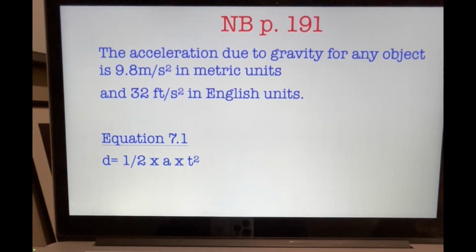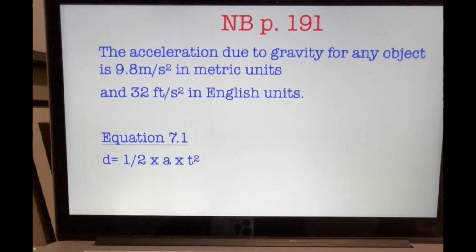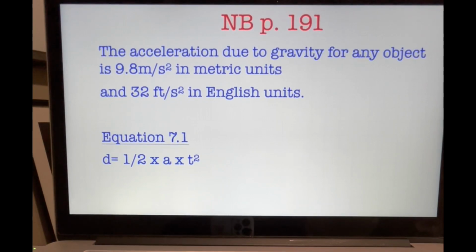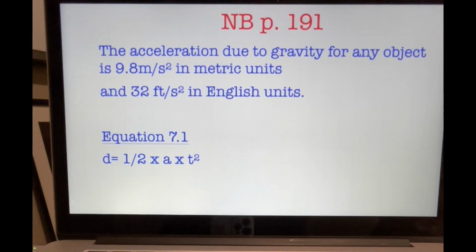The acceleration due to gravity for an object is 9.8 meters per second squared in metric units and 32 feet per second squared in English units. That sentence will be put on page 191 in your notebook.